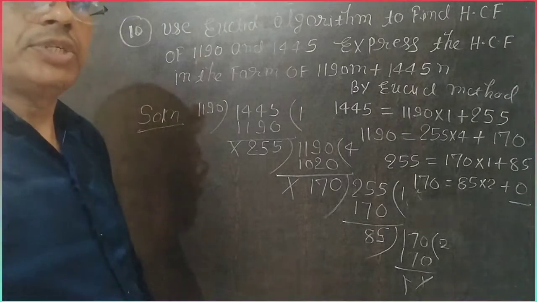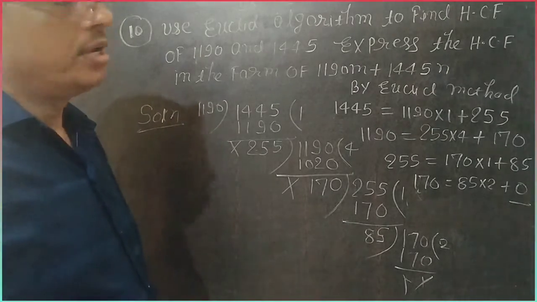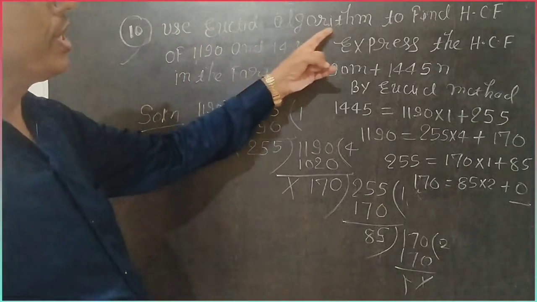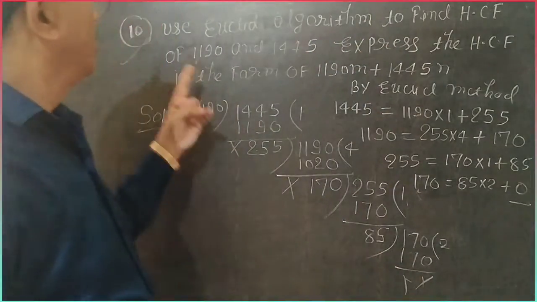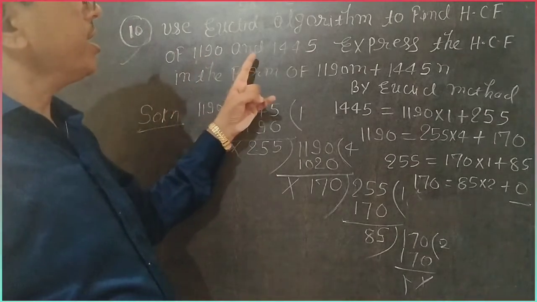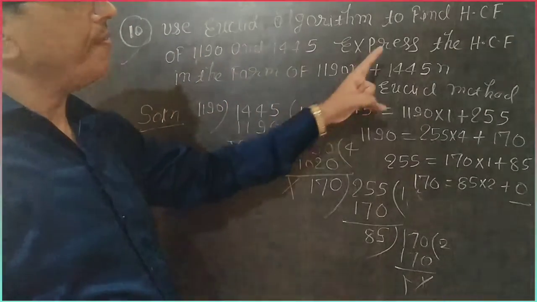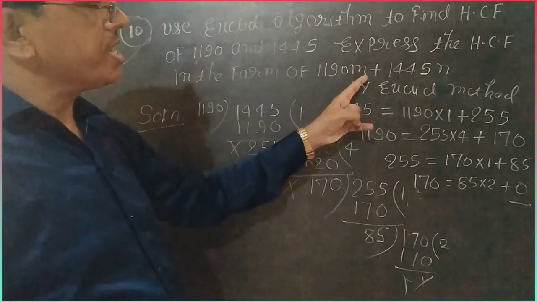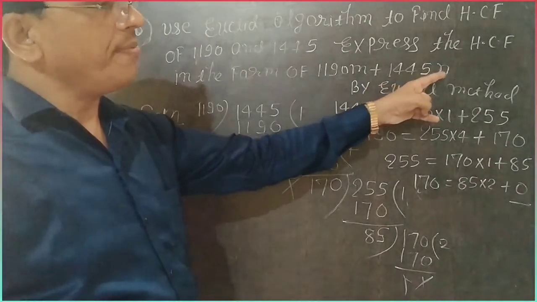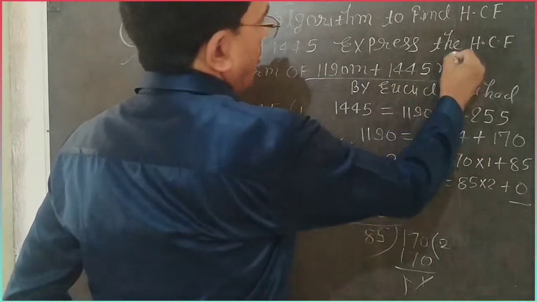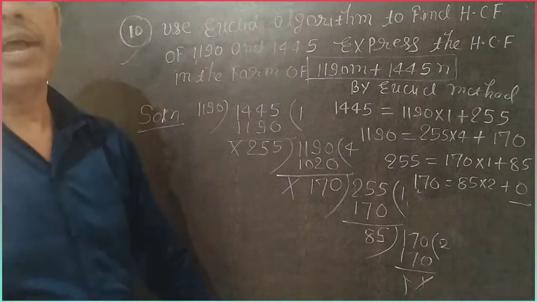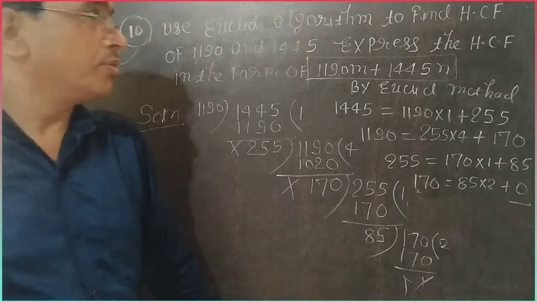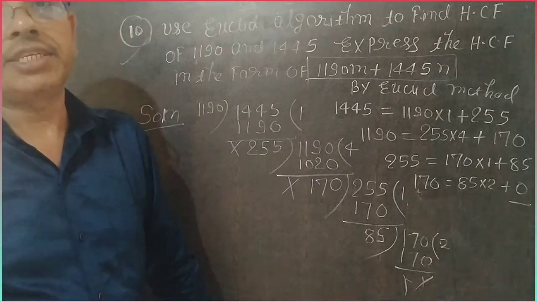This is the last question of exercise 1A. Question number 10: use Euclid's algorithm to find the HCF of 1190 and 1445. Express the HCF in the form 1190m plus 1445n. This type of question I also solved in the examples. One question is there and the other questions are the last in the exercise.